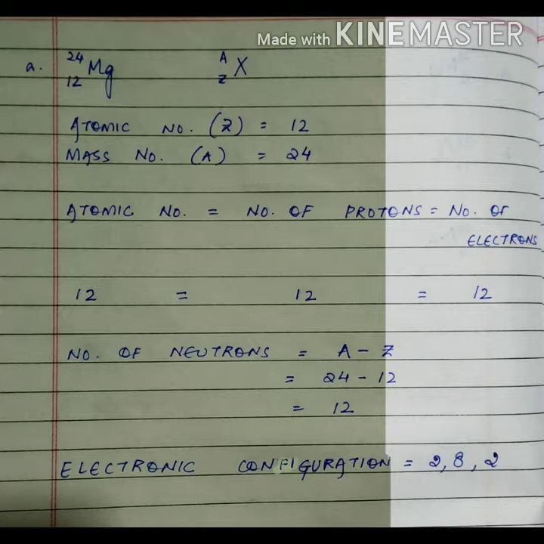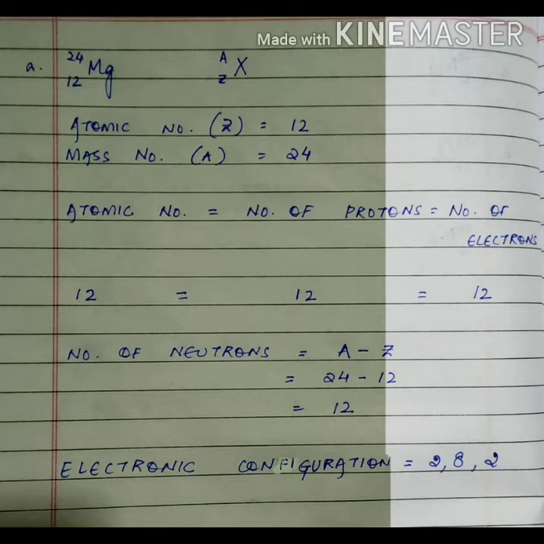Now we come to the electronic configuration, that means the arrangement of electrons in the orbit. We know that the number of electrons is 12. So the first orbit, as I've told you, contains maximum 2 electrons. So in the first orbit, there will be 2 electrons. Now 12 minus 2 is 10. So we have 10 more electrons left. Now in the second orbit, we can have maximum 8 electrons. So in the second orbit, we will put 8 electrons.